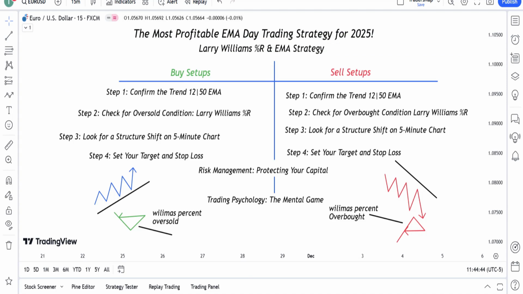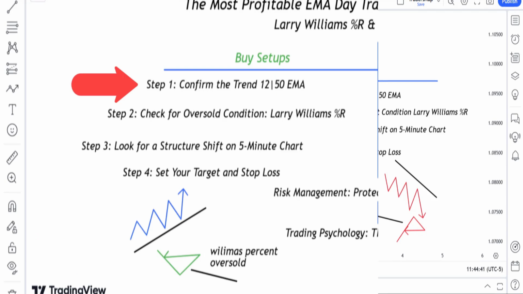Let's start by laying the foundation with our strategy. Remember, every trade begins with understanding the trend. Here's step 1 for the buy setup. Step 1. Check your trend. On your 15-minute chart, add two exponential moving averages, the 12 EMA and the 50 EMA.